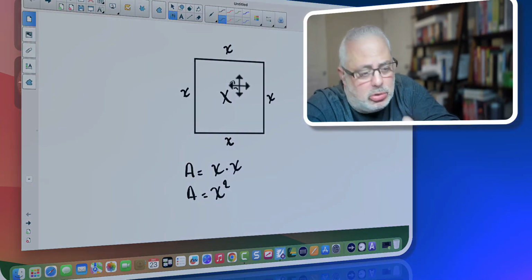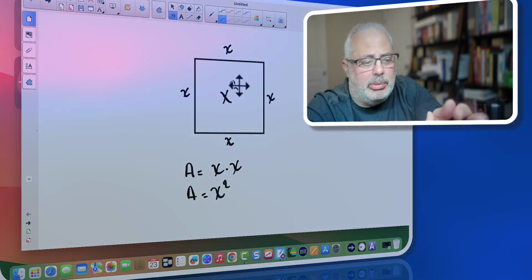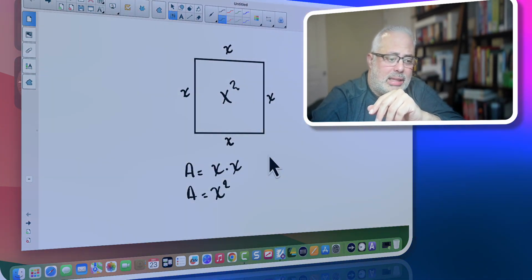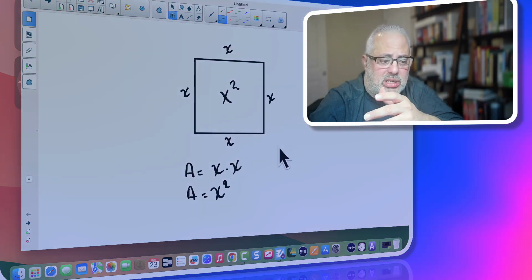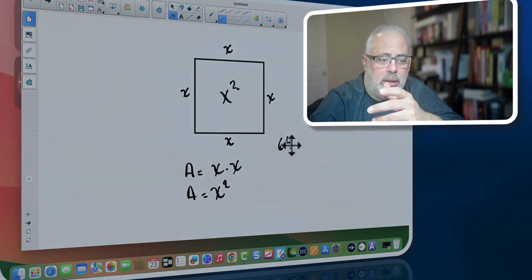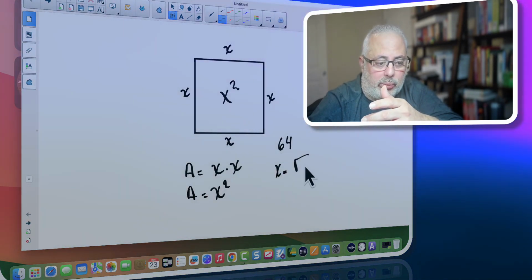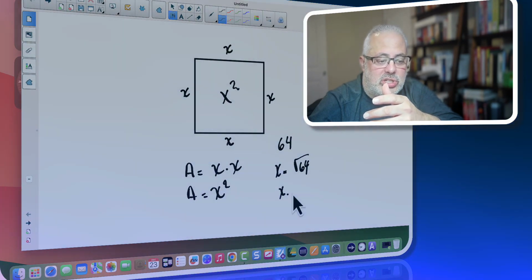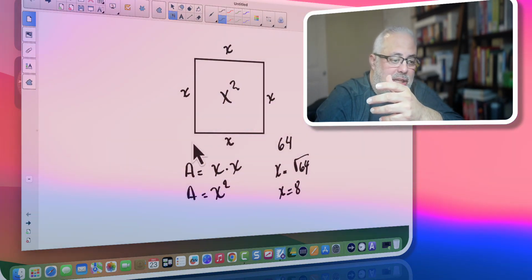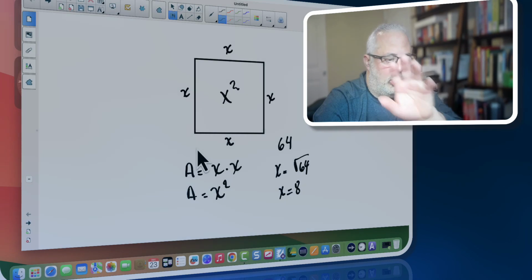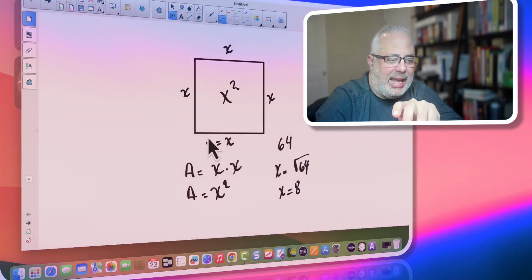You have the equation, you have the quadratic equation there. Because if you say here that the area of this square is 64, you know that x is the square root of 64, which is 8. So for this particular square, x is 8.